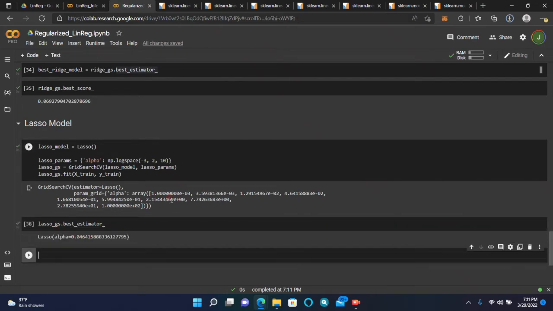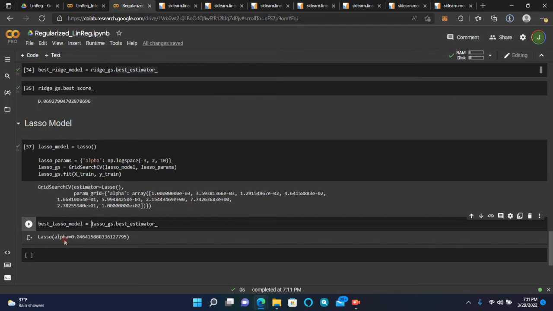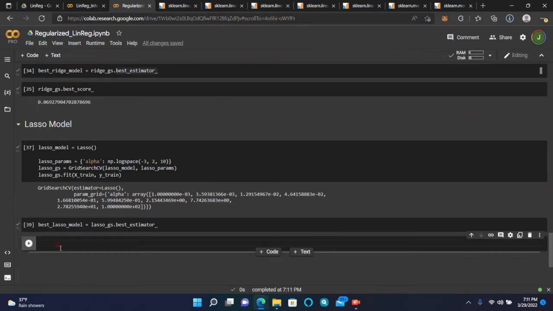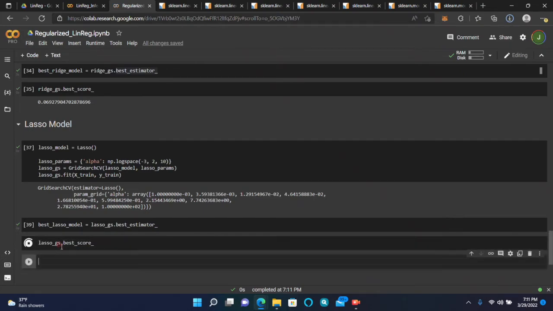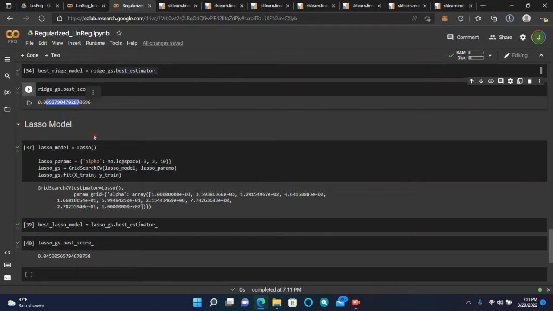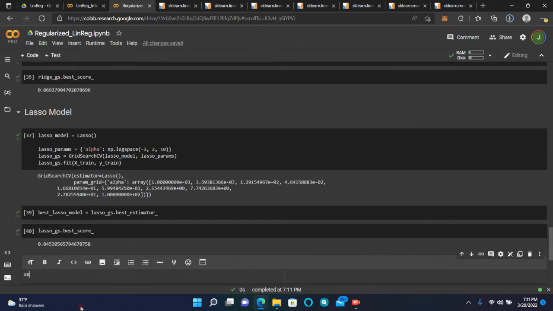Now this one's got alpha is 0.04. This one, right there. And let's see what its score was. Estimated score slightly lower than the ridge score. We'll see what that means later. Now we're going to do an elastic net.